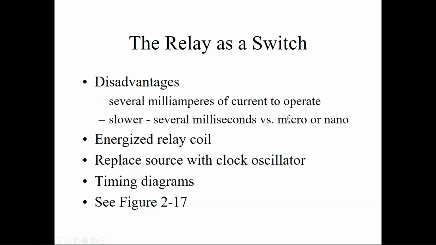Okay. So the disadvantages of relays being used: you have to use current to operate it. It's slower by milliseconds. You have to have an energized relay coil. You have to work with timing diagrams and find some way to make it work in a way that won't interfere with what you're trying to do.